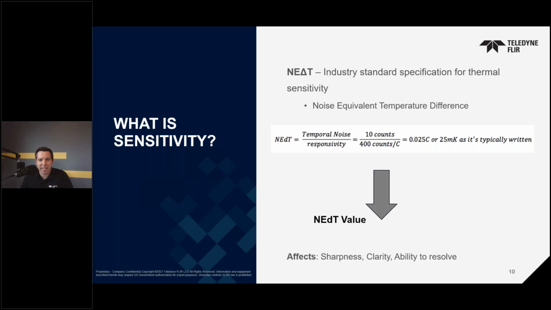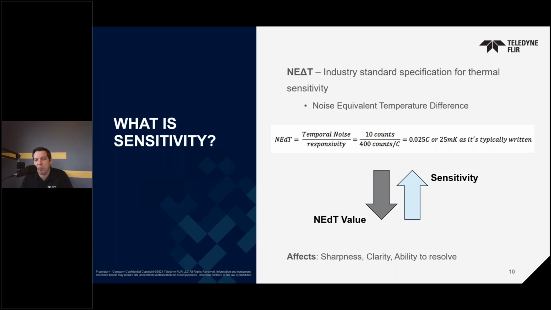Strictly speaking, as the NEDT value decreases, the sensitivity of a camera is going to increase. For example, bolometers typically have a 30 to 50 millikelvin NEDT, whereas our cryo-cooled cameras are typically better than 20 millikelvin. We'll talk about this in a minute, but while 20 millikelvin and 30 millikelvin sound close, they're actually quite different in terms of imaging performance.